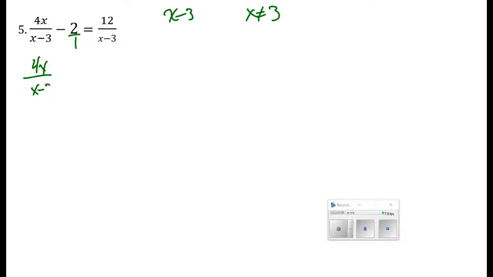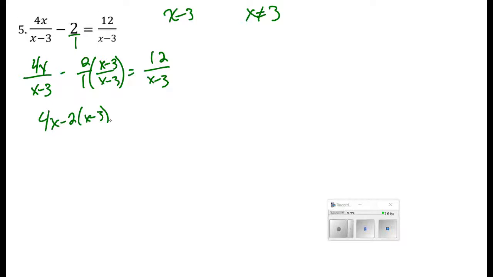Well, that has the common denominator already. Minus 2 over 1, so that needs a factor of x minus 3, equals 12 over x minus 3. So now that I have the common denominator, I equate the numerators. 4x minus 2 times x minus 3 equals 12. You're going to distribute a negative 2, make sure you're distributing a negative 2. And you get 4x minus 2x plus 6 equals 12.